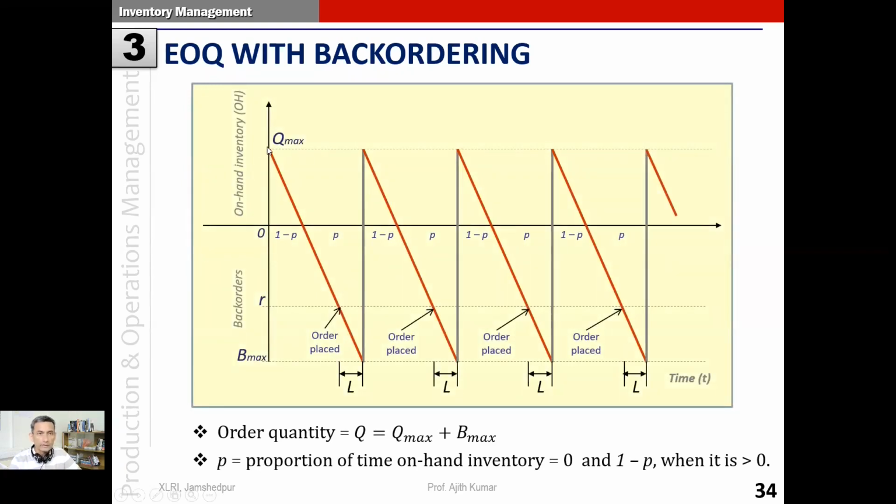Here we have on-hand inventory. The on-hand inventory depletes at a constant rate of demand D. It reaches 0 at this point of time. But here, no replenishment arrives as in the basic EOQ model. Rather, the organization decides to allow backordering, and it takes back orders. So you can see that the level of back order is building up here.